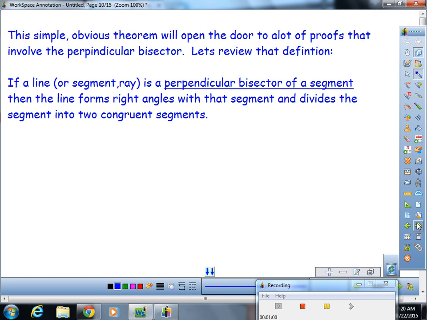Okay? All right. Here is a review definition. We knew this, but I don't think we knew it very well, because it's evident to me that we are consistently getting median and altitude kind of confused. So here's another one now. This is called the perpendicular bisector. You have already learned this. If a line or a segment or ray is a perpendicular bisector of a segment, then the line forms right angles with that segment and divides the segment into two congruent segments. Okay, that's a lot. So let's think about what it's saying.